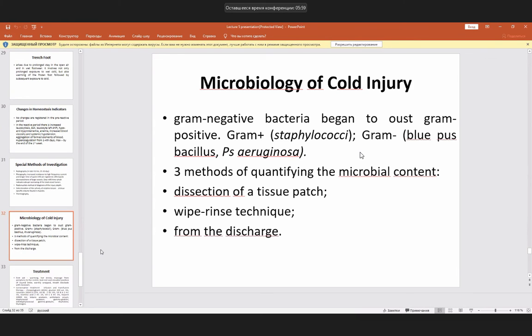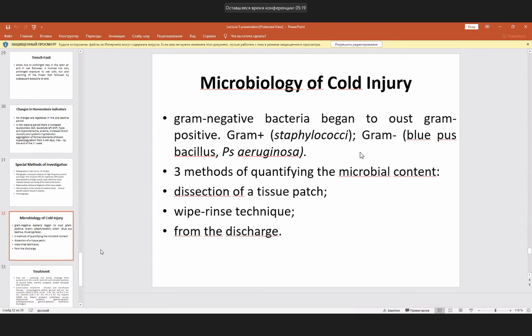Microbiological aspects of injury. Gram-negative bacteria begin to colonize the wound. Gram-positive staphylococcus. Gram-negative blue pus bacillus, Pseudomonas aeruginosa. Three methods of quantifying microbial content: dissection of tissue parts, vapor rinse technique from the wound surface.